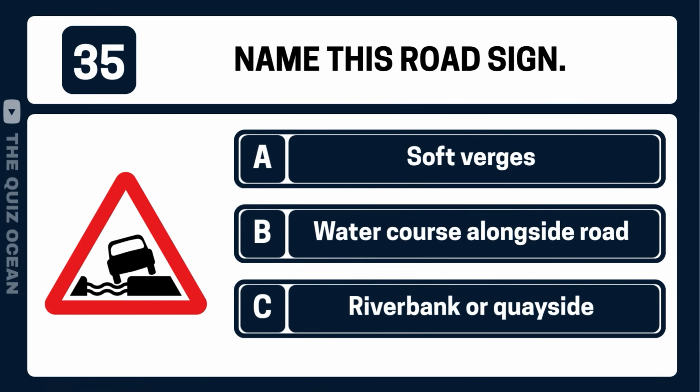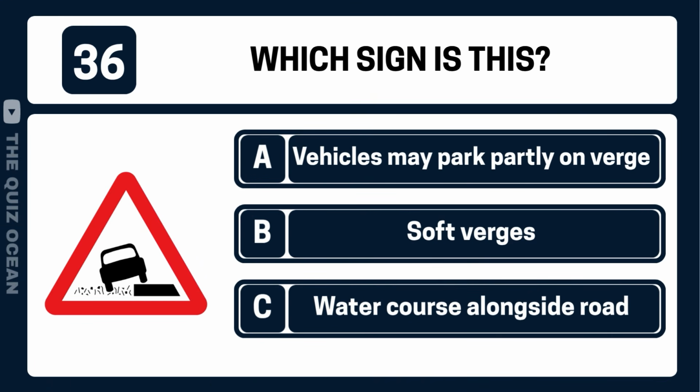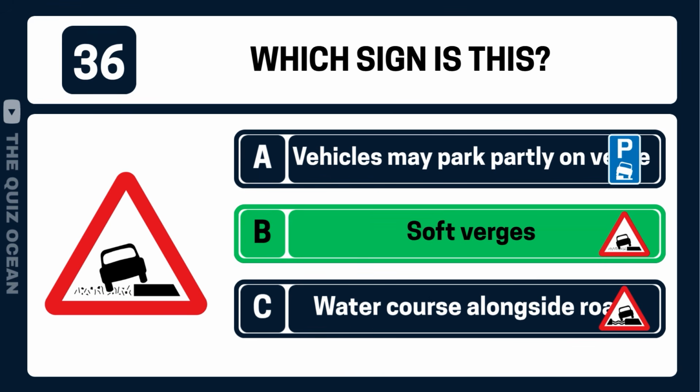Name this road sign. Nicely done. This is the watercourse alongside road sign. Which sign is this? Fantastic. This is the soft verges sign.